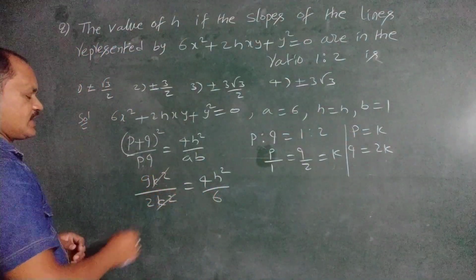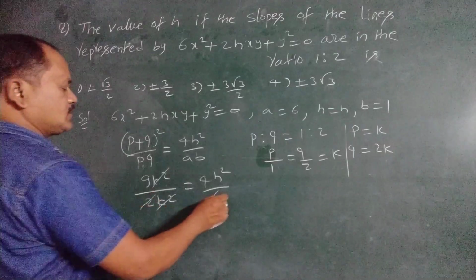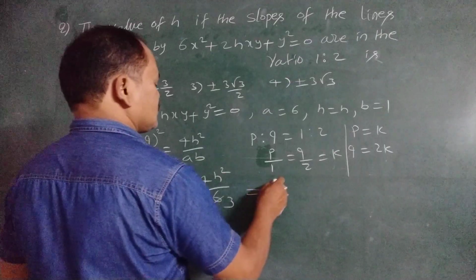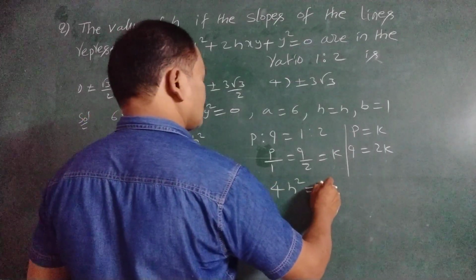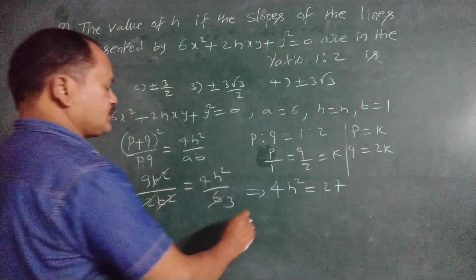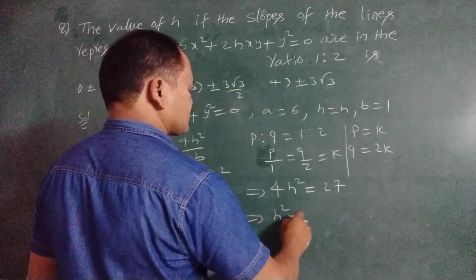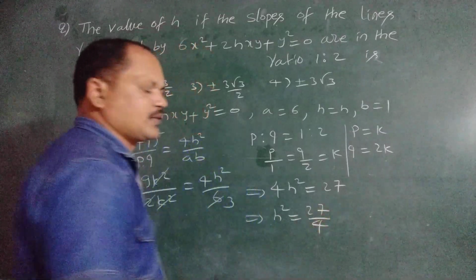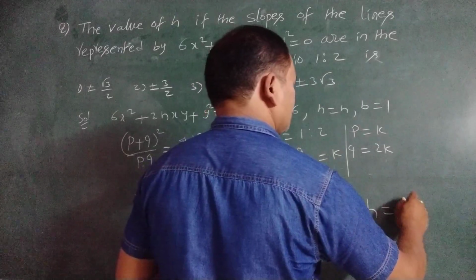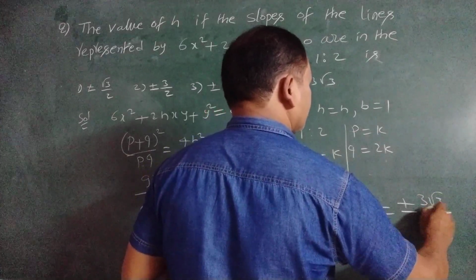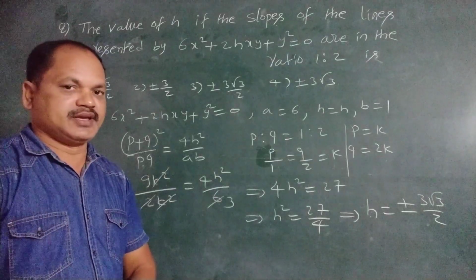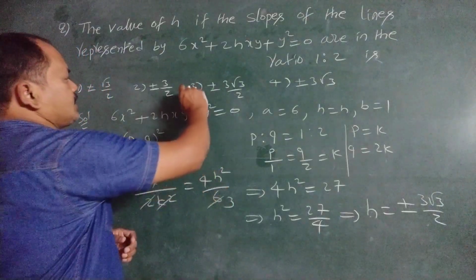Now k square gets cancelled. Here 3 times gets cancelled. Now from this, 4h square is equal to 27. That's why h square is equal to 27 by 4. So h is equal to plus or minus 3 root 3 by 2. Which option is that? So that is the third option.